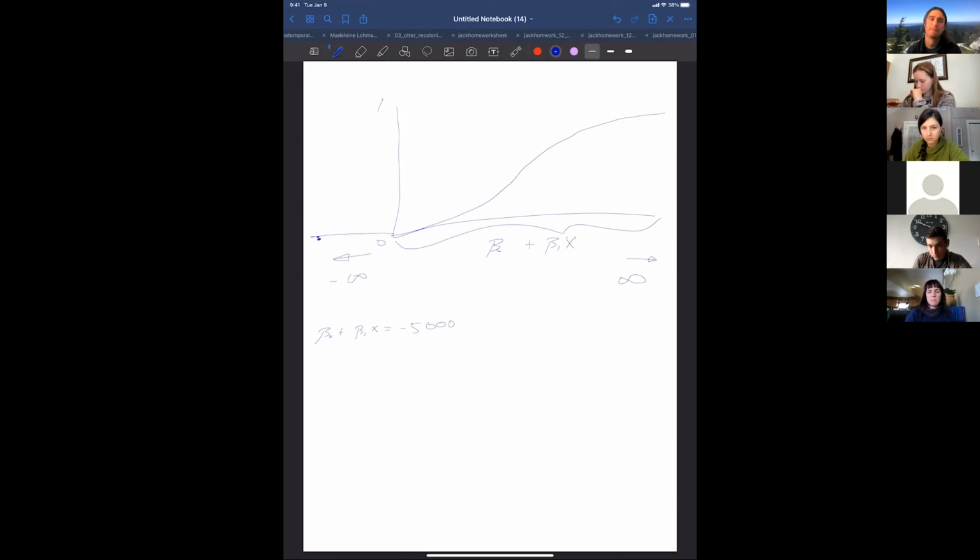And we want that to be close to 0. When these values are very negative, we want it to be close to 0. And then when these values are very positive, we want that to be very close to 1. So we need some function that does that. And the inverse logit function is one that does that. But it's not the only one.